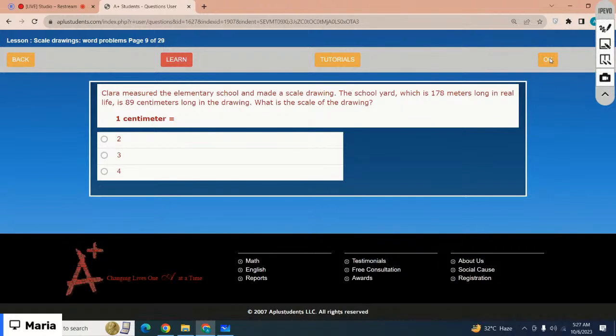The correct option is 1 centimeter equals 2 meters, right? The correct option is 2.